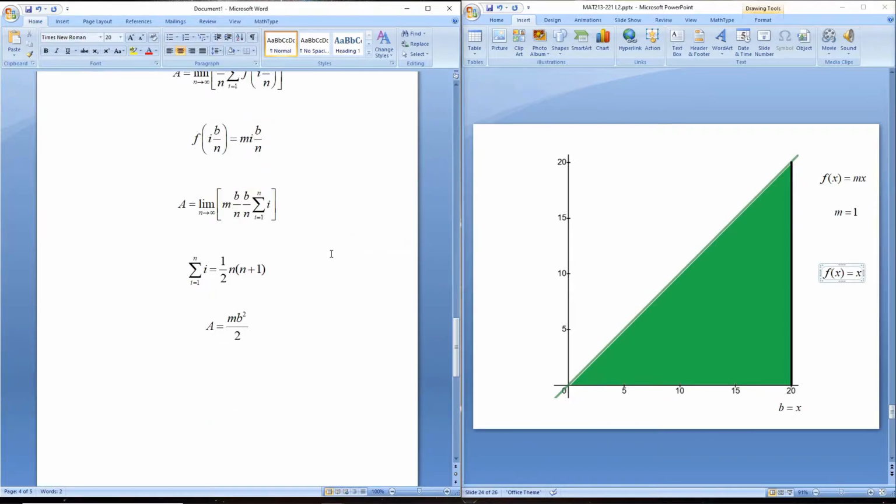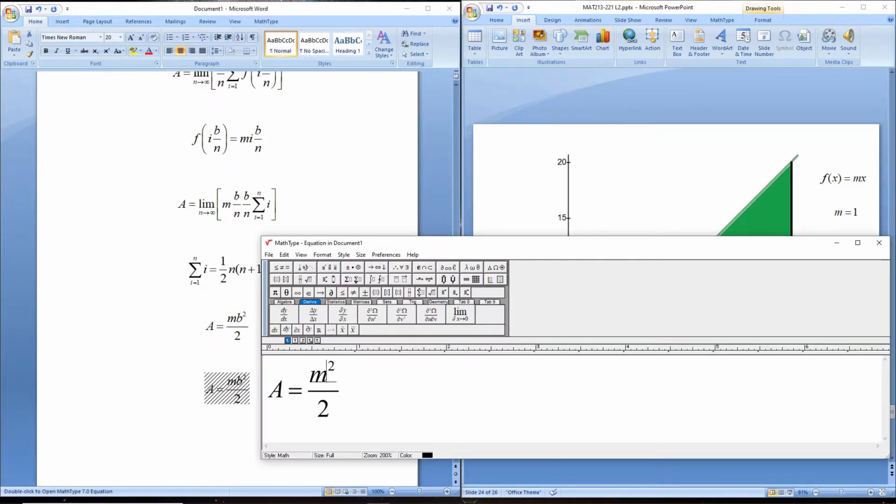Oh, also notice, if we let b go to x, so let's write this again as b, but we'll replace that with x. Replace this with some function notation.